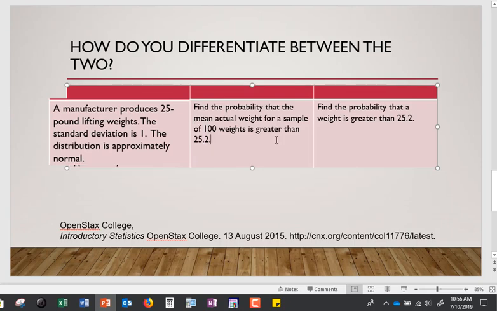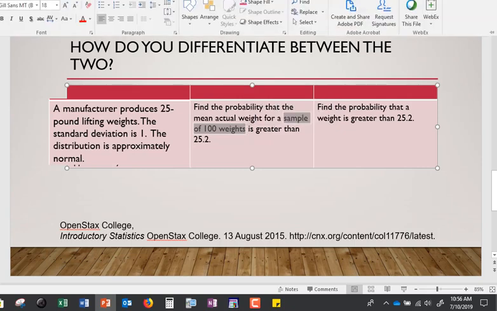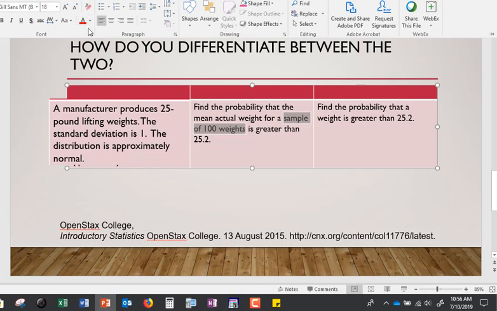So here, find the probability that the mean actual weight for a sample of 100 weights is greater than 25.2. Here, find the probability that the weight is greater than 25.2. So because this problem asked us about the sample, this is a sampling distribution problem. Because it asked us about finding the sample, this is a sampling distribution problem.